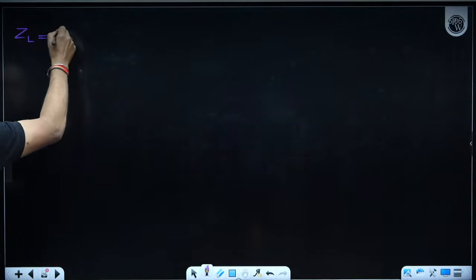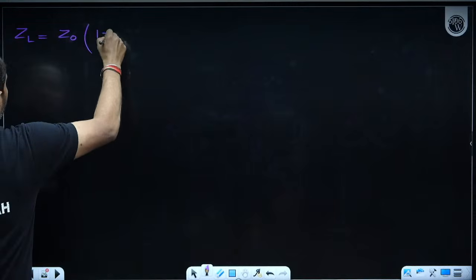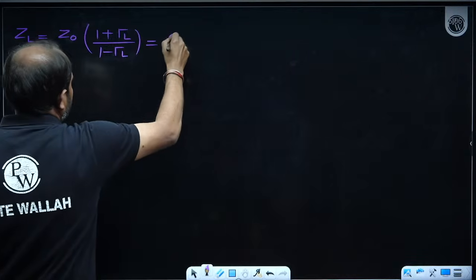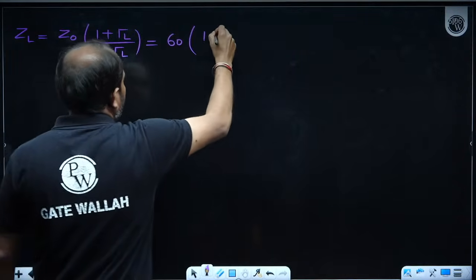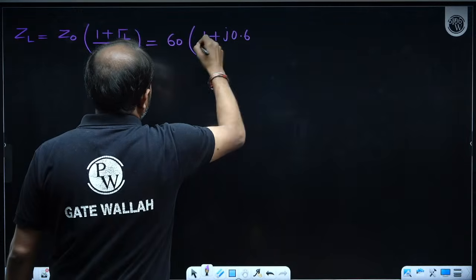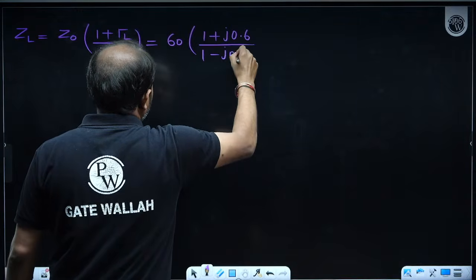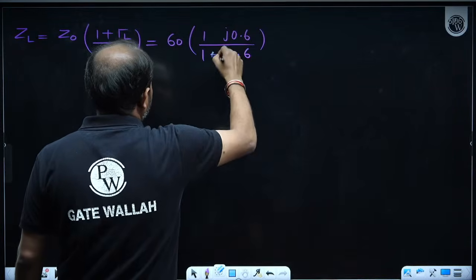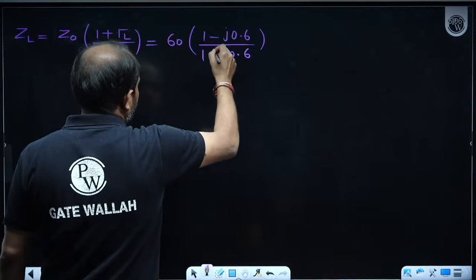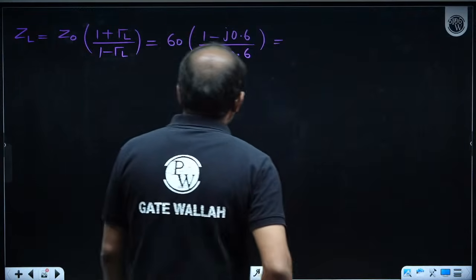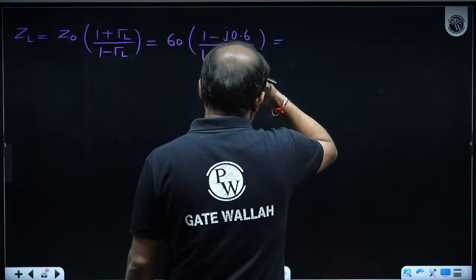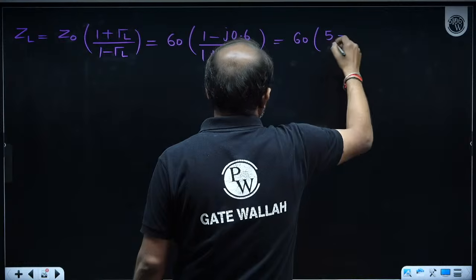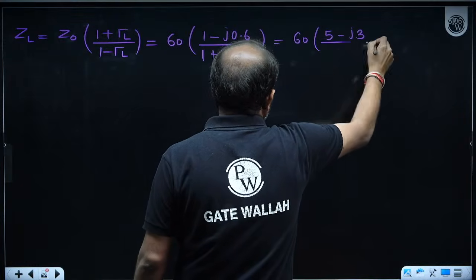So ZL is equal to Z0 into 1 plus gamma L divided by 1 minus gamma L. Z0 is 60 ohm. Gamma L is minus j 0.6. So 1 minus j 0.6 divided by 1 plus j 0.6. First one is minus, second one is plus. So what you will get? You will get 60 into 5 minus j3 divided by 5 plus j3.